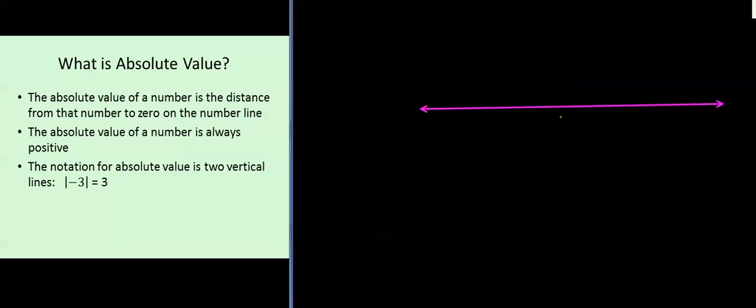So if we look at our number line, here's 0. The absolute value of -3 is the distance from -3 to 0. Distance is always positive. So the absolute value, and the notation that we use is this, is equal to 3, because the distance on the number line is 3.